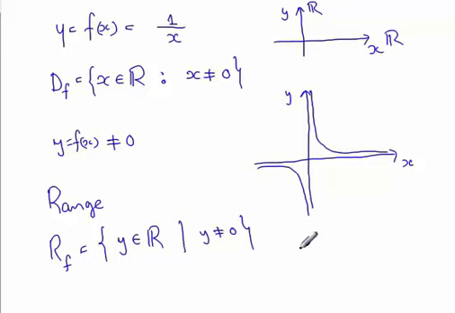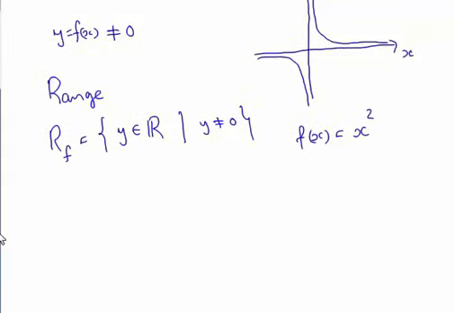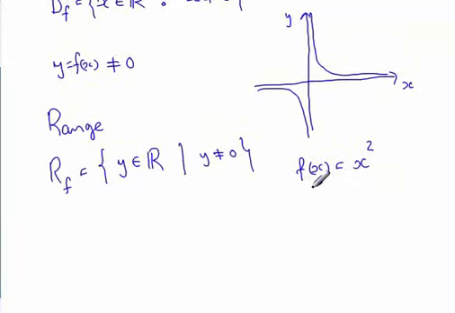Now let's look at this one: f of x equals x squared. Notice this is a polynomial, in this case a monomial, a polynomial which has only one term. What is the domain of this function? We're talking about the domain of f.